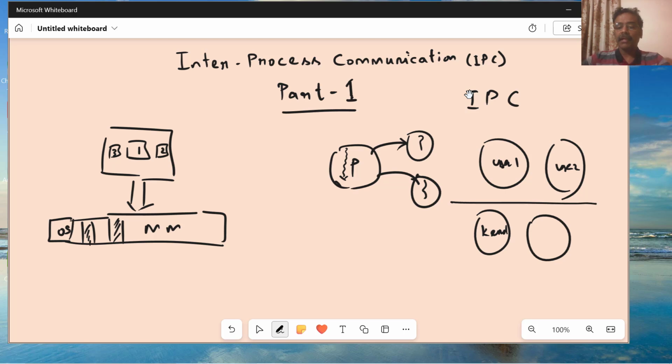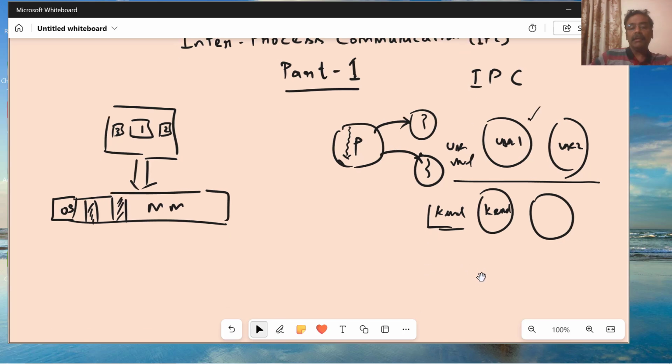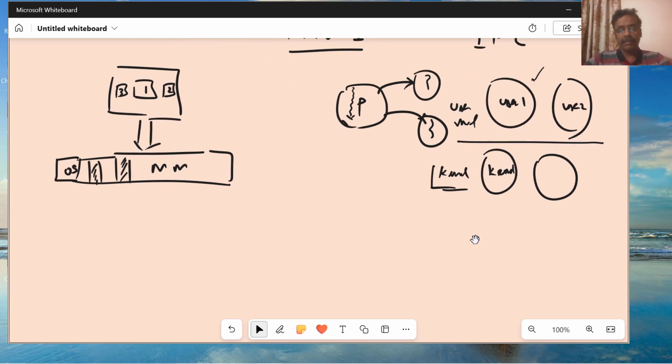The only difference is that kernel processes run in the kernel mode and user processes are in the user mode. Kernel processes have different access permissions: they are allowed to access any part of the memory, or to execute some instructions which are not allowed in user processes. These are all fine. Now the question is, when we have multiple processes running in the system, do they have to communicate with each other, or can they run independently?